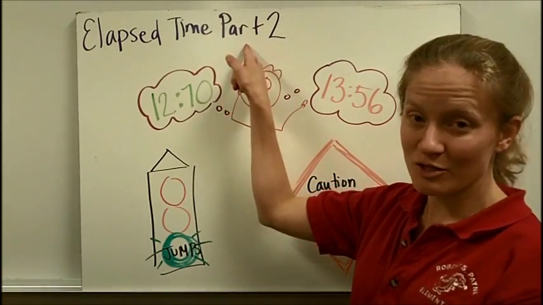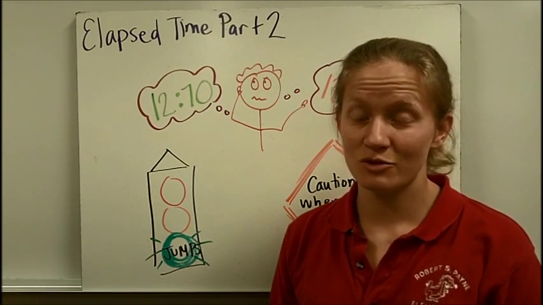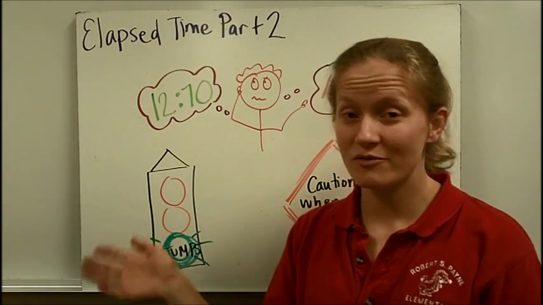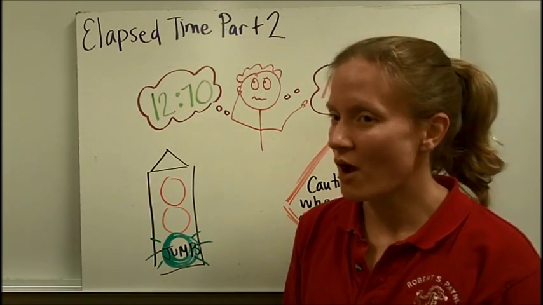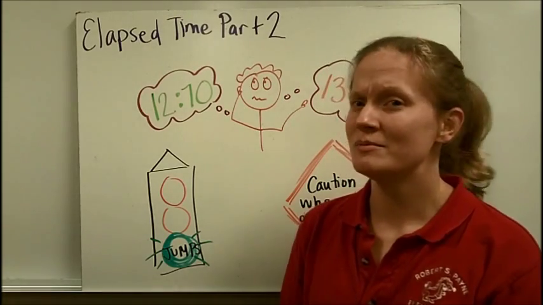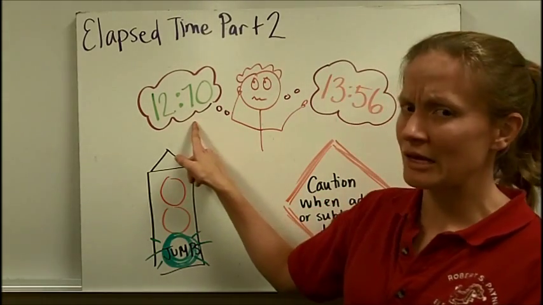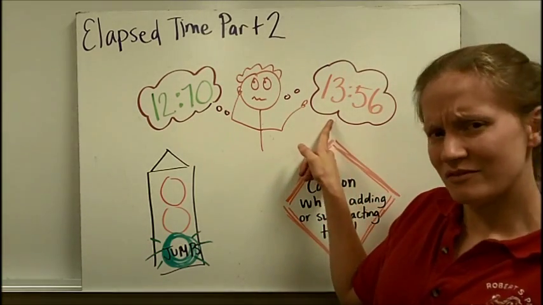Elapsed Time, Part 2. In our first video, we learned how to use jumps in order to solve all different kinds of elapsed time problems. Well, a lot of fourth graders really want to use addition and subtraction in order to solve the same kinds of problems, but sometimes they get weird answers like 12 hours and 70 minutes or 13:56.